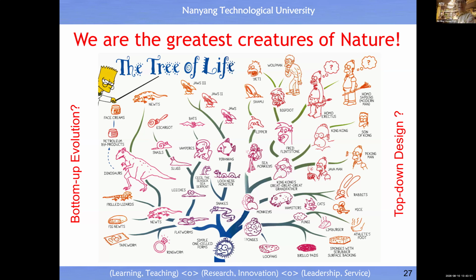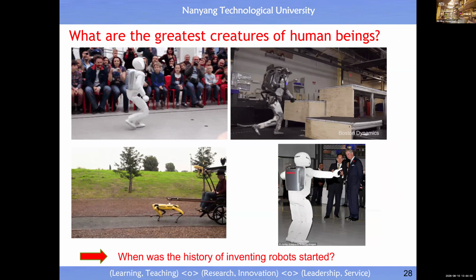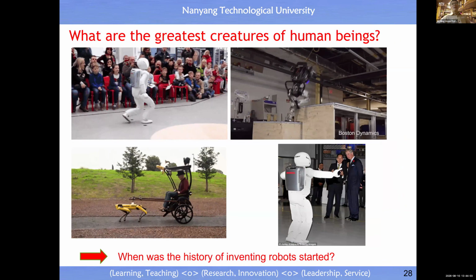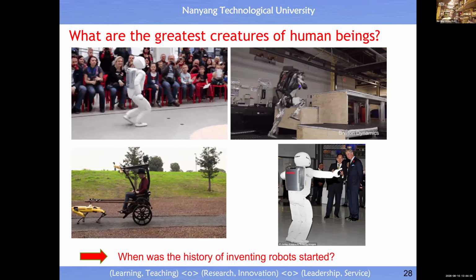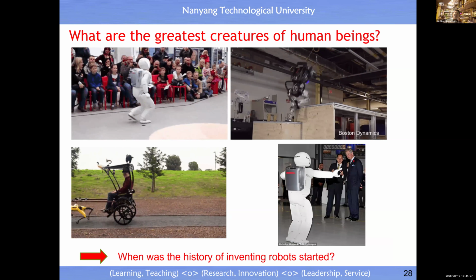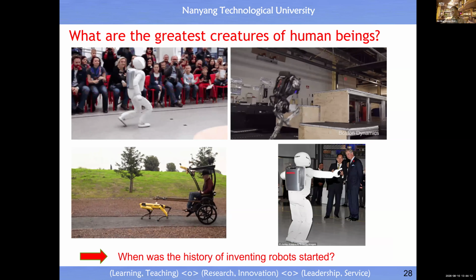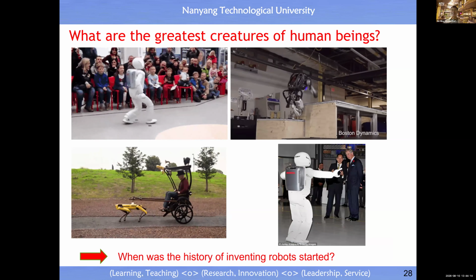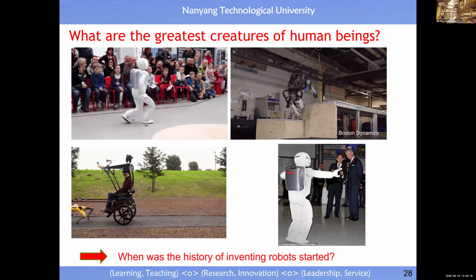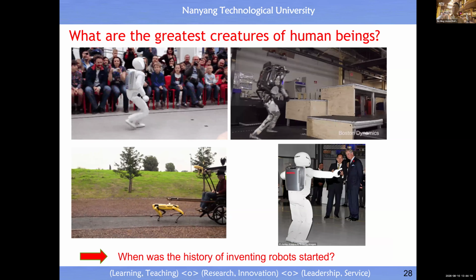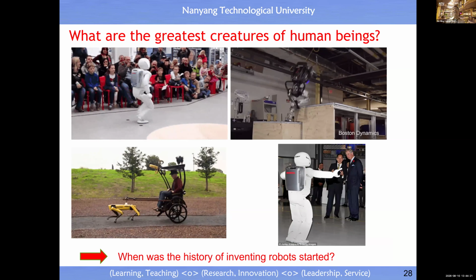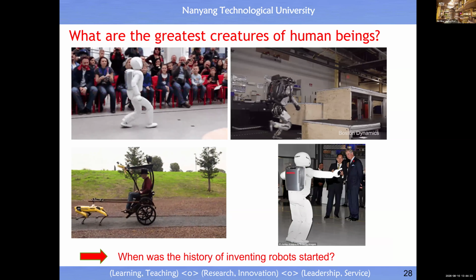So actually, this tree of life is wrong, okay? It's not correct, so it's misleading. This is just something for you to know. Then you may want to know what should be the greatest creature which could be made by a human being. More or less it should be the robot, right? A machine which has a similar capability to a human being in terms of physical behavior and mental capability. So that will be the answer.